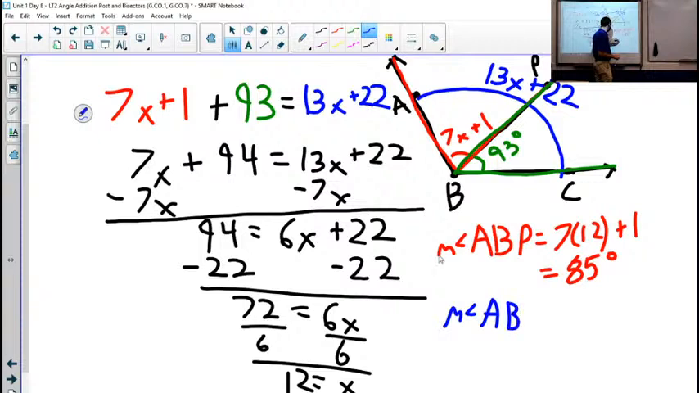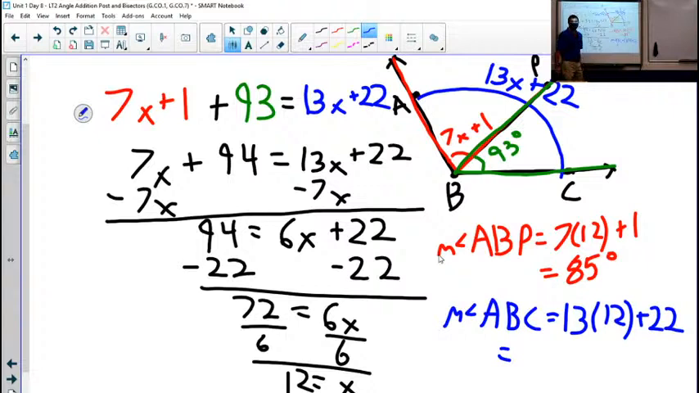And hopefully you should be able to tell me at this point what ABC comes out to be. Because if we did it right, then it should be the pieces added together. I have this piece here is 85, and this piece here is 93. If I add those together, I should get the whole thing. Let's see. 13x plus 22, so we have 13 times 12 plus 22. 13 times 12, well, 12 times 12 is 144, and another 12 is going to be 156. So this is 156 plus 22, which is 178 degrees.